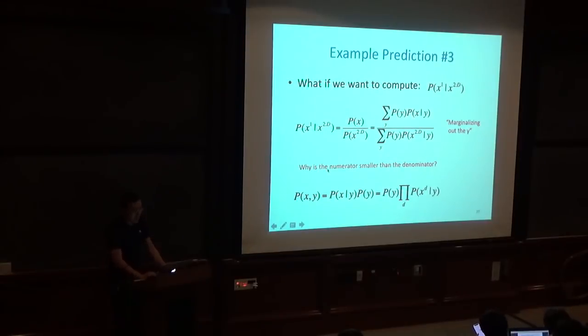And the reason why the numerator is smaller than the denominator is because all of these numbers in these lookup tables are between 0 and 1, and we're multiplying by one extra thing in the numerator compared to the denominator. Therefore, the numerator is smaller.